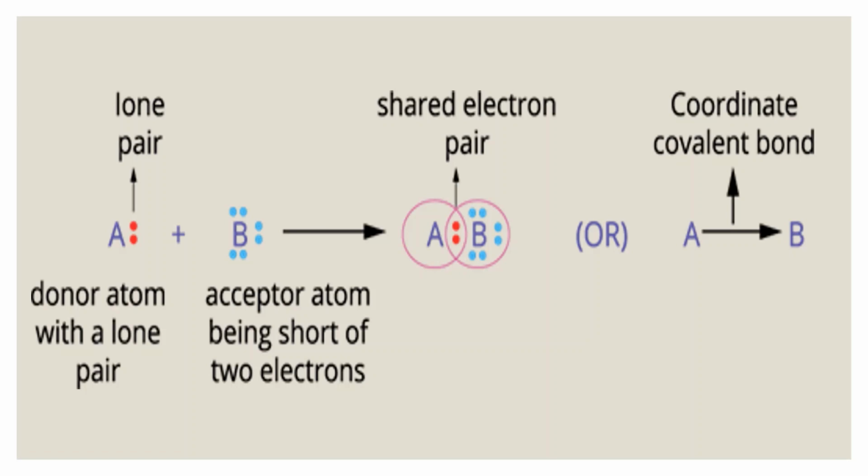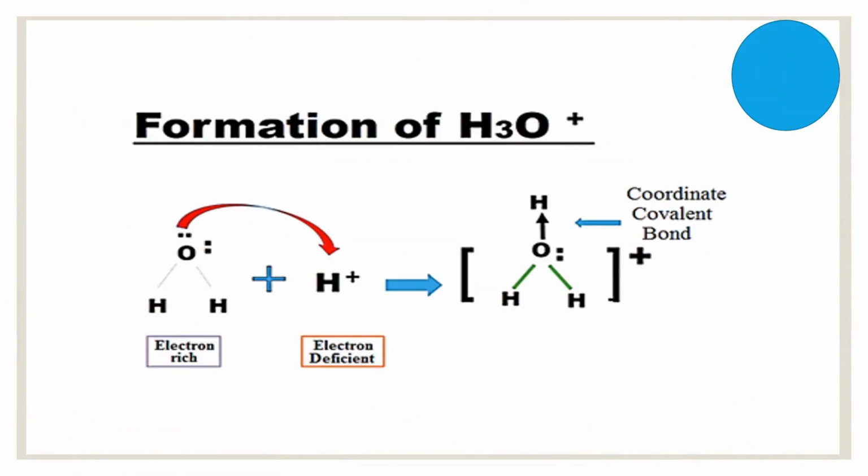And one more important thing, in Lewis dot structure we always show the dots of outermost electrons. Okay. Now here is one more example for a better understanding, formation of H3O plus ion. At the beginning of the diagram we have H2O. H2O structure is angular, we know that. So oxygen is the central atom. At oxygen we have 2 lone pairs.